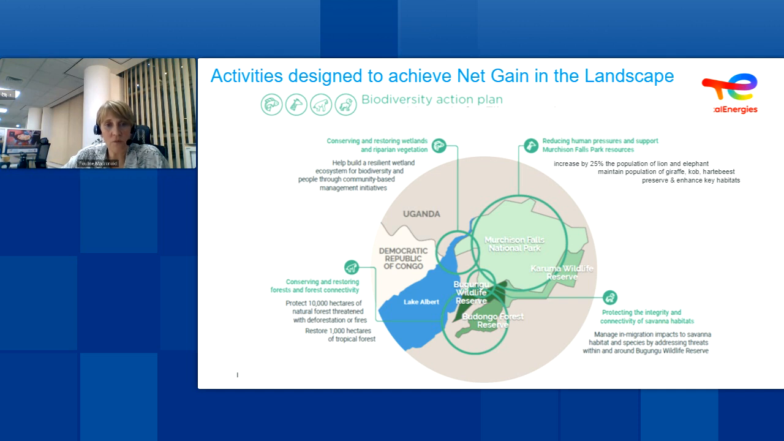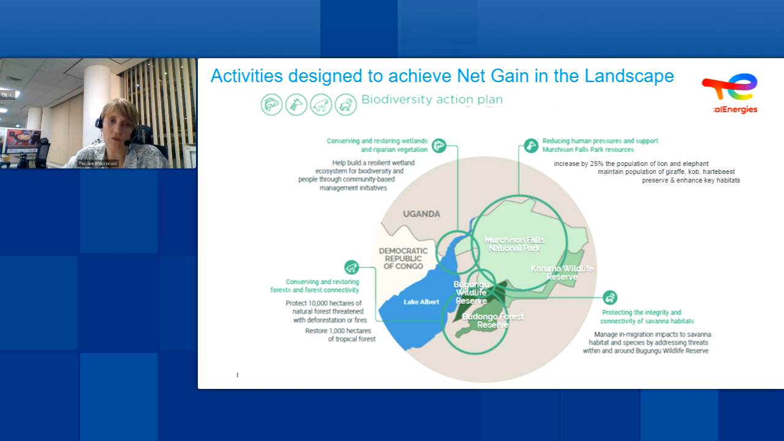Our second area that we're focused on is the Bugungu Wildlife Reserve. So the approach is very similar, but it's really to manage any pressures from in-migration on savanna habitat, which includes addressing threats in and around the wildlife reserve. Our third ecosystem is really the wetlands. So we're focused on helping to build resilient wetland ecosystems for biodiversity and people through community-based management.